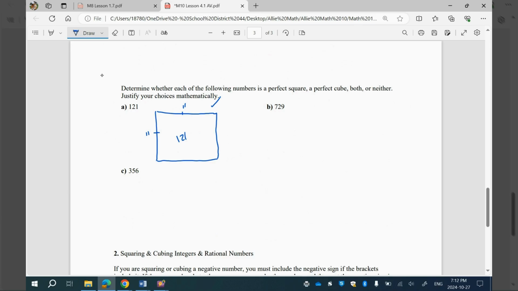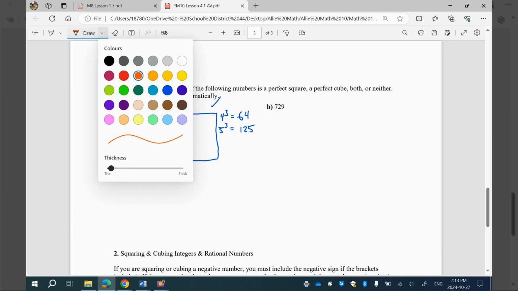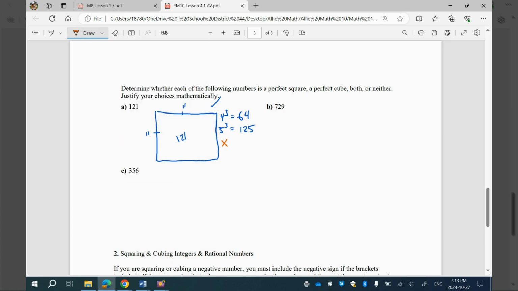So let's see what 4 cubed is. 4 times 4 times 4, I know that to be 64. And 5 cubed, 5 times 5 times 5, I know that to be 125. And so no, 121 doesn't fit in there, it doesn't nail one of those. So not a perfect cube. So just a perfect square, not both, not neither.